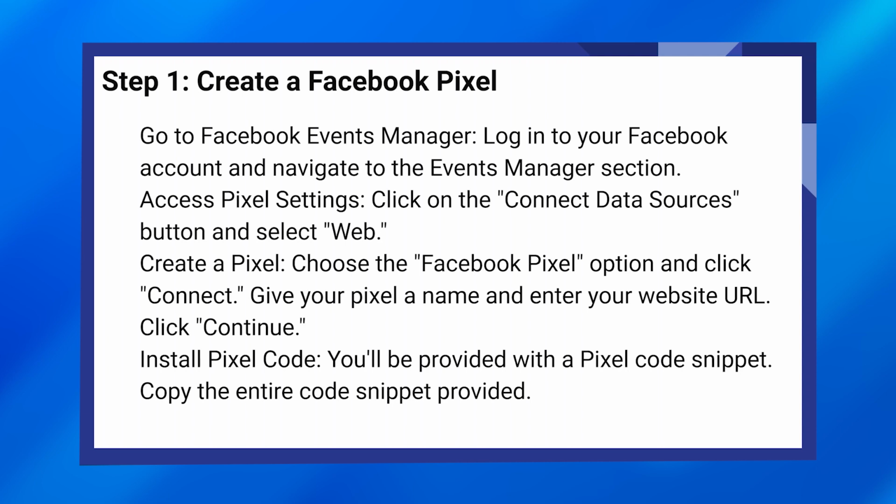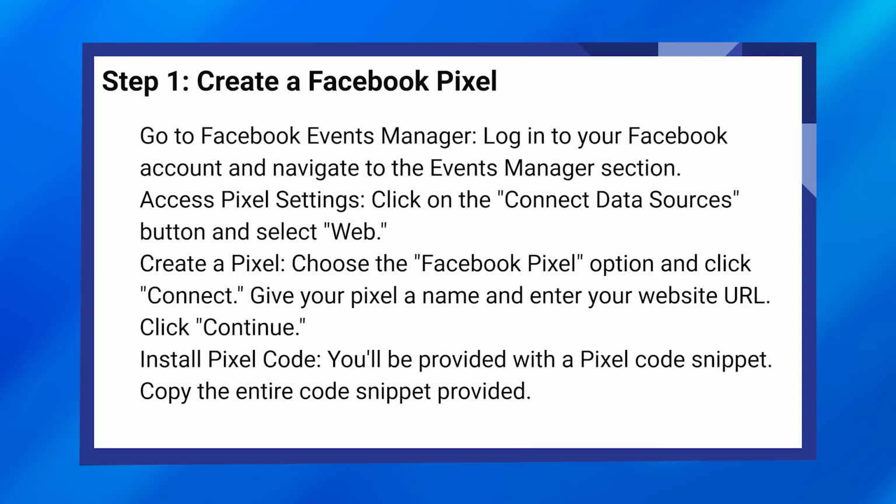Log in to your Facebook account and navigate to the Events Manager section. Click on the Connect Data Sources button and select Web. Choose the Facebook pixel option and click Connect. Give your pixel a name and enter your website URL.